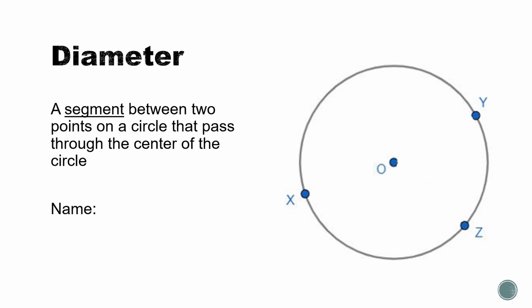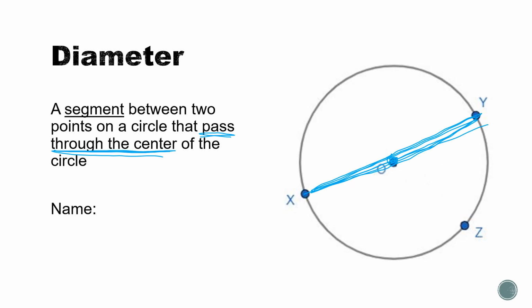Now a diameter goes between 2 points. So you're going from one point on the circle to another point on the circle, like on the edge. But the important part here is that you must pass through the center. All right, so our center is at O. If we make a diameter, we must pass through O. So we could go from X all the way across to Y as long as we are passing through O.